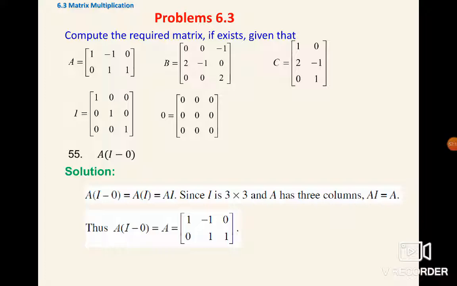Compute the required matrix. What is it? AI minus AO. So this is AI minus A into 0. 0 matrix into A, 0 matrix again. A into identity matrix: A multiplied with the identity matrix is the same. Any matrix with the 0 matrix gives the 0 matrix. So at the end we will get the A matrix. The operation is being given here. That's it. What A matrix is, is being given here.